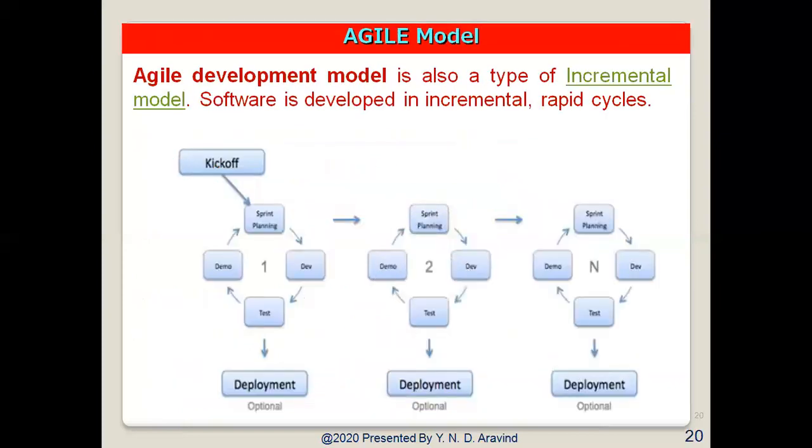Now, coming to the next model, that is the Agile model. This model is also a type of incremental model. Here the software is developed in incremental rapid cycles. This results in small incremental releases, with each release building on previous functionalities. Each release is thoroughly tested to ensure the software quality is maintained. It is used for time critical applications or extreme programming, one of the most well-known Agile development life cycles.